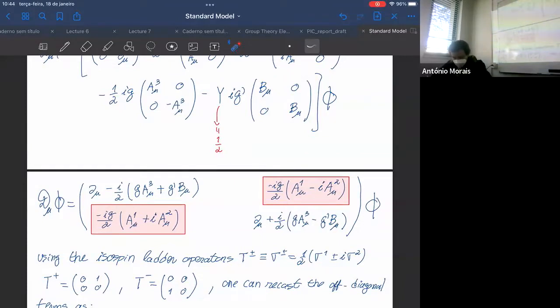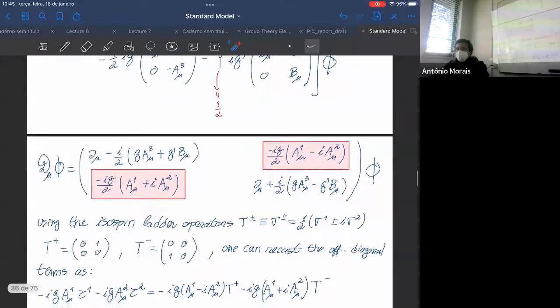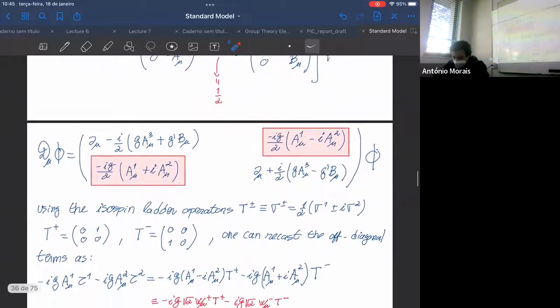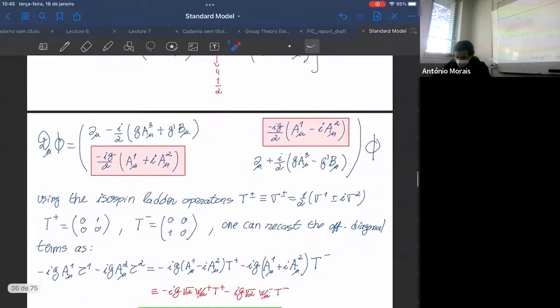Right, now let's observe the following. Let's recall what the isospin ladder operators are, which we can call T plus or minus, which is simply 1/2 sigma 1 plus or minus i sigma 2. And writing this in this way, we can recast the off-diagonal parts of these ones that are in red here in the following way. So take, for example, exactly, these are the two of them.